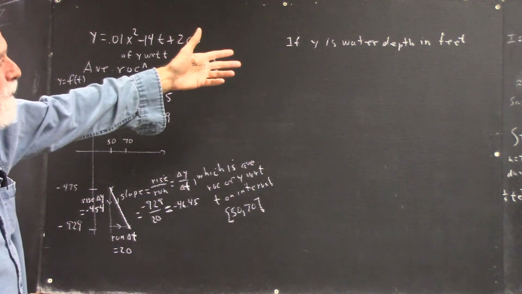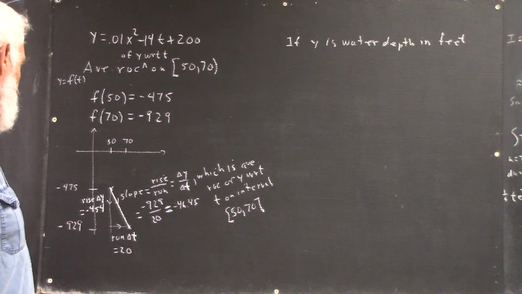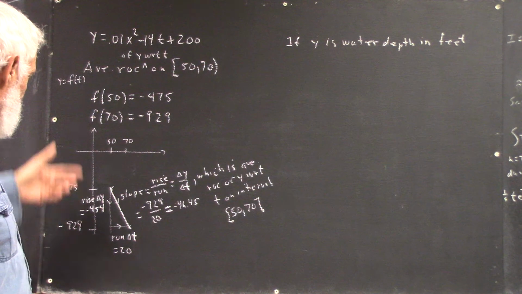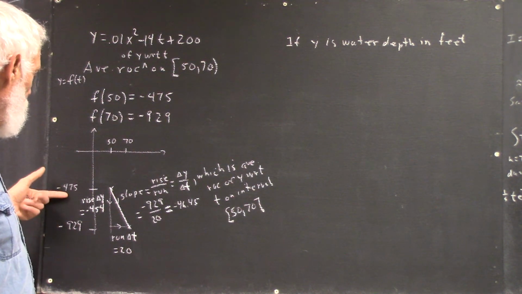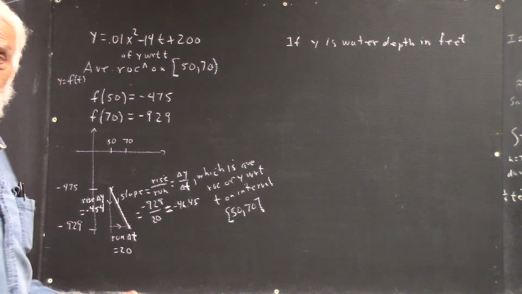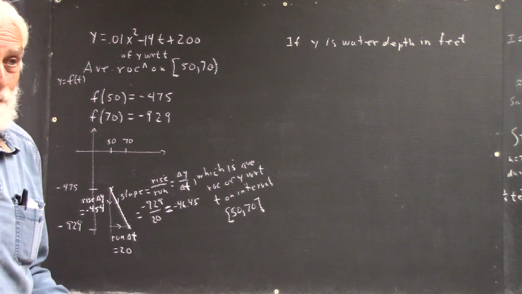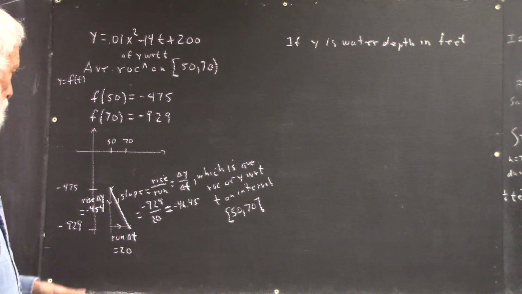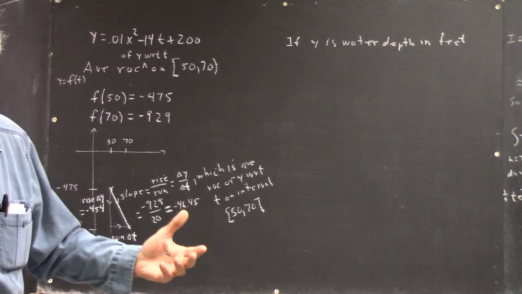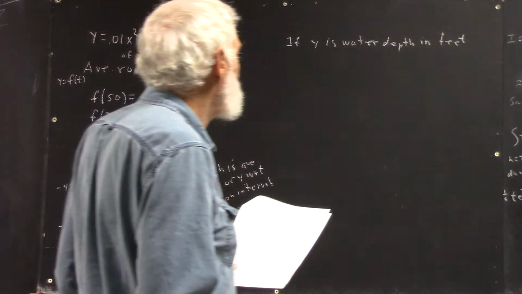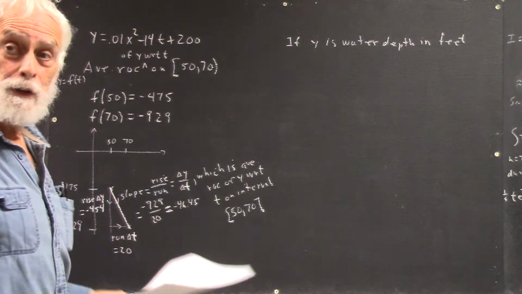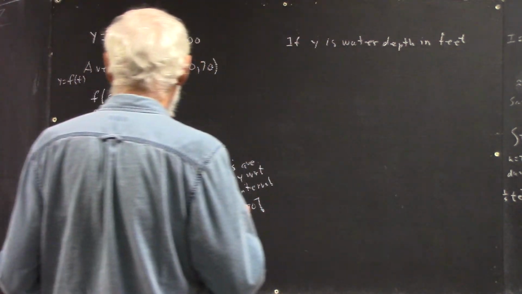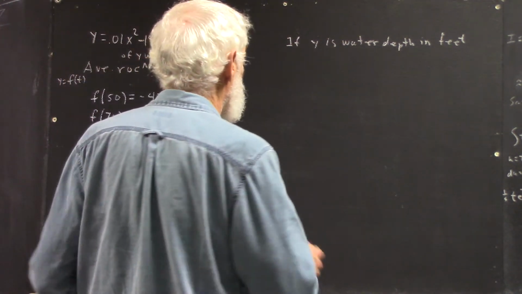Okay, so if y is water depth in feet, measured with respect to some point, so you're 475 feet below your reference point, then you're 929 feet below. So maybe you're draining the ocean or something, I don't know. It's not a very realistic model, but we're still going to interpret it. And t is time in months.